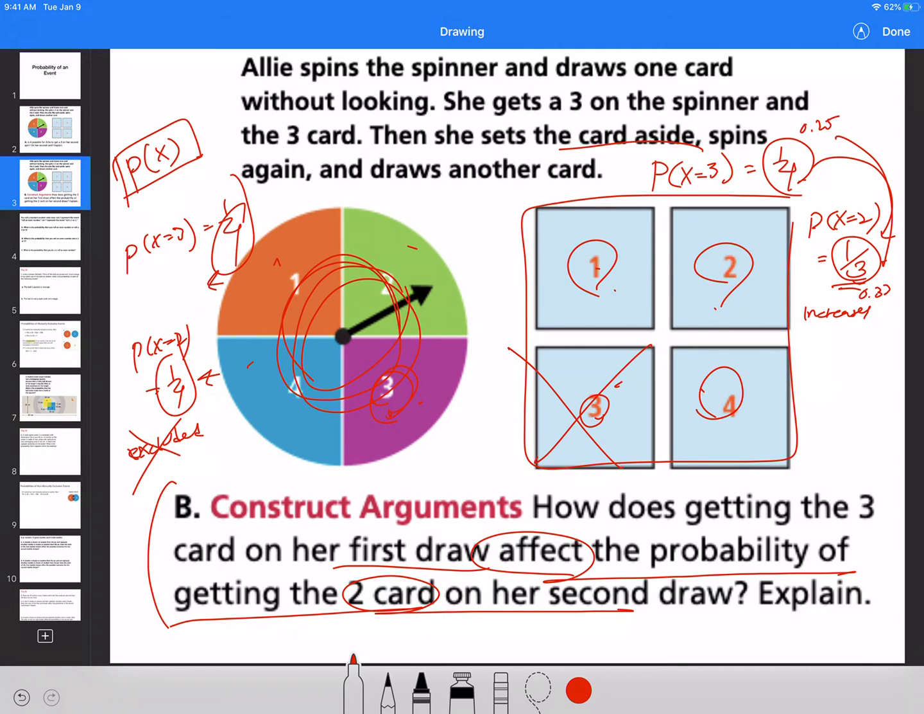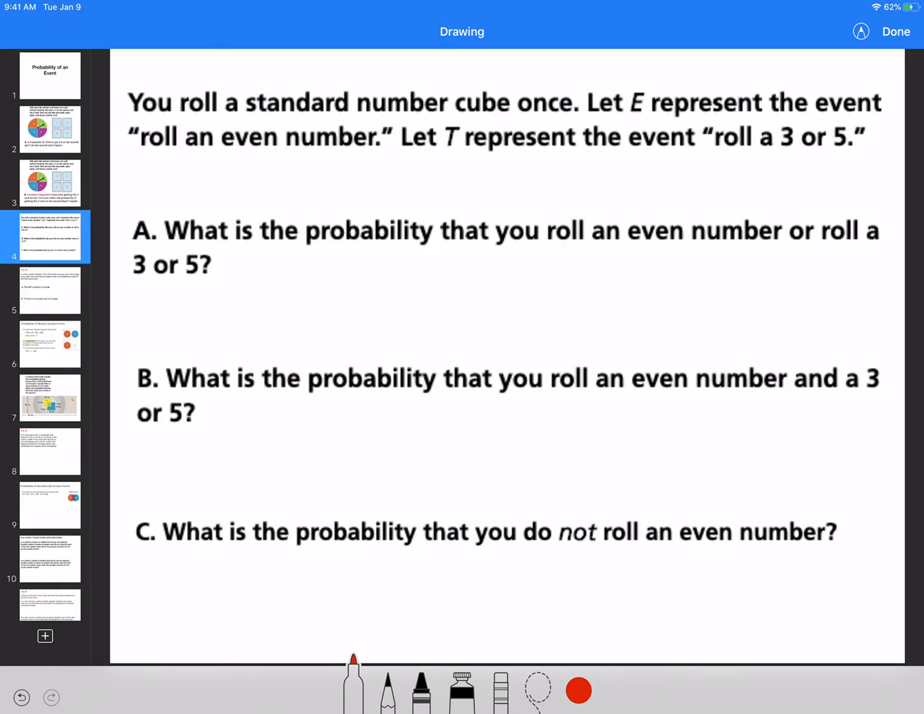Okay, makes sense? All right, so let's take a look at some of these probabilities here. You roll a standard number cube once. Let E represent the event, roll an even number. Let T represent the event, roll a 3 or a 5. So standard number cube means 1 through 6. You know one of those die that you have for Monopoly? That's a standard number cube. So you just think about that.